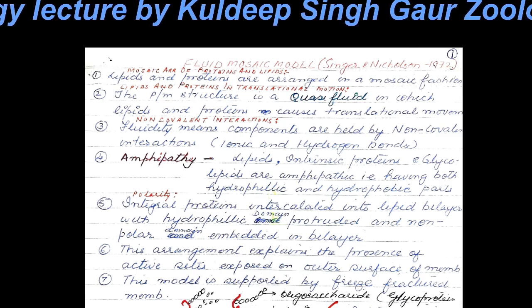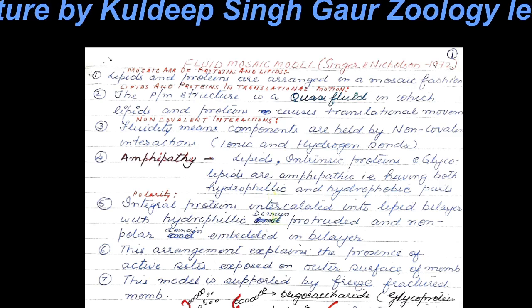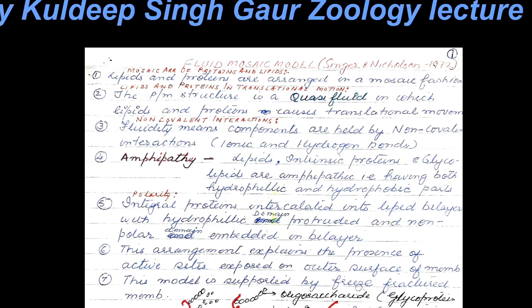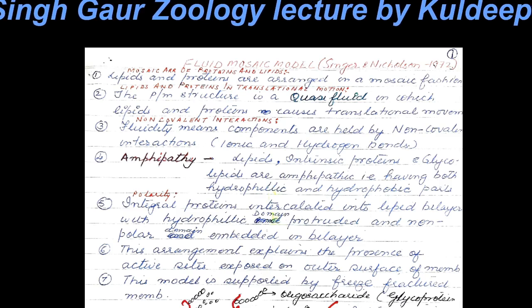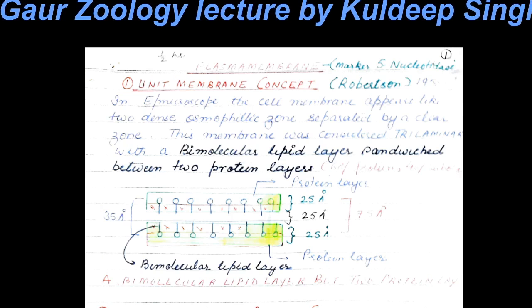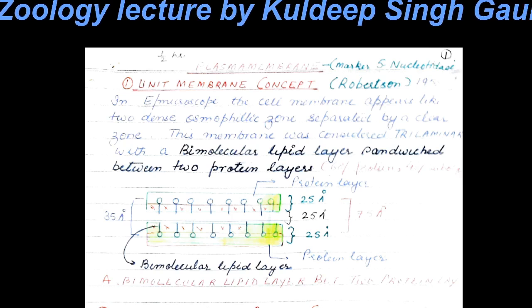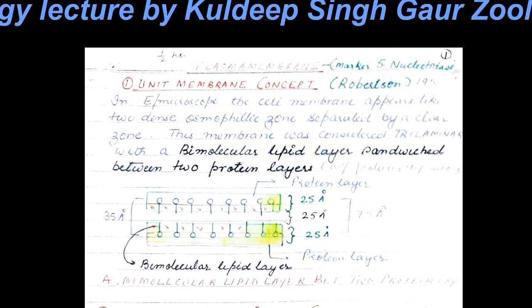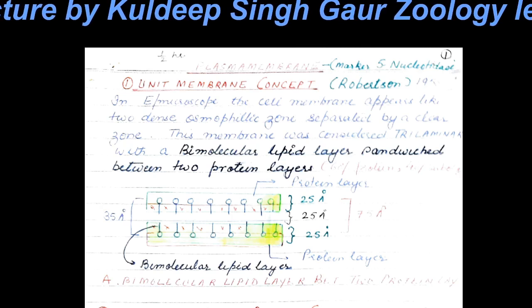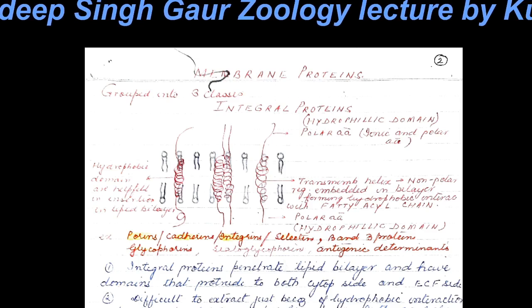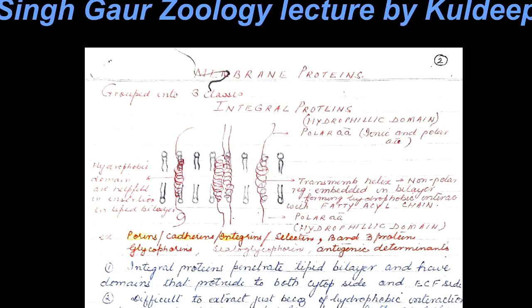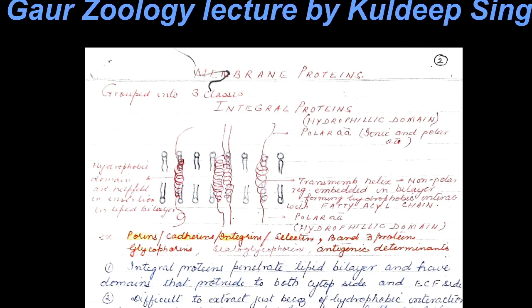So, the fluid mosaic model, which was given by Singer and Nicholson, was the best and perfect model. And today, the plasma membrane structure is studied through this type of structure only. The unit membrane concept given by Robertson is no more considered. And I had explained some membrane proteins, of which there are two kinds: integral membrane proteins and extrinsic proteins.